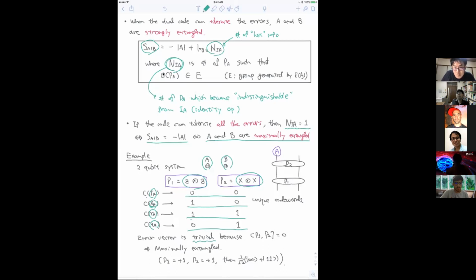Now you see that my Pauli operators I, X, Y, Z are mapped to unique code words 00, 10, 11, 01, and so on. So there is no loss of information in the encoding. In this program, the error vector is actually trivial because P1 and P2 commute with each other, so you don't need to consider the error vector I discussed in this situation. So encoding is unique, and there's no information loss. This means that the system should be maximally entangled. And this is indeed the case because P1 and P2 are basically Bell basis operators, so the outcome you get is one of the Bell states. For example, if P1 is +1 and P2 is +1, then you will get this EPR pair, (|00> + |11>).